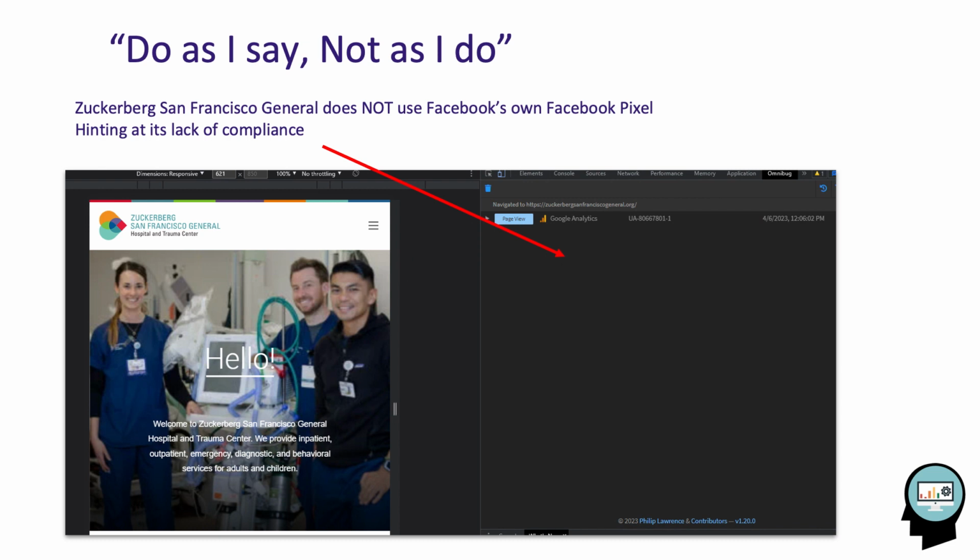So here's another fun fact. Zuckerberg San Francisco General, it's basically funded by our favorite Facebook owner, and he does a lot of philanthropy. But basically, if you look at the site and you look at the tags that are involved, there's no Facebook pixel here. If you had a pixel and it were compliant, you would probably put it on a site that you're paying for, but it's not here. So you have to be very careful with all that transparency talk and security talk, that things are legally covered and that you're following best practices.